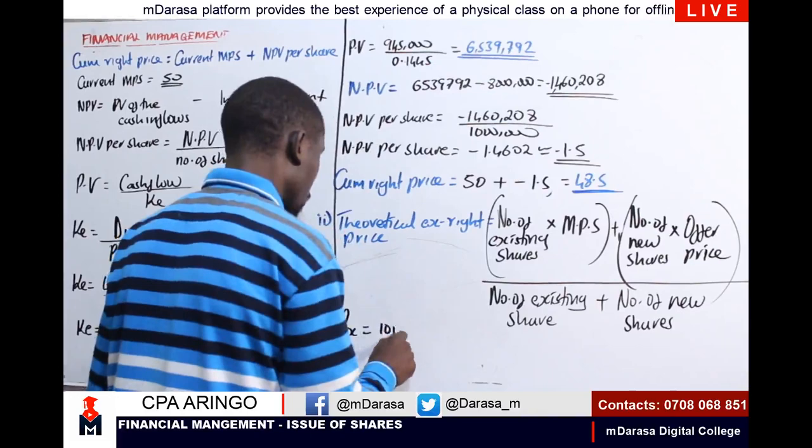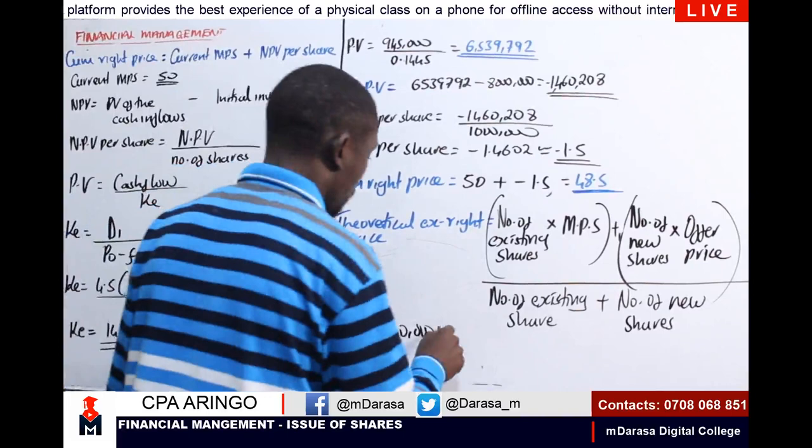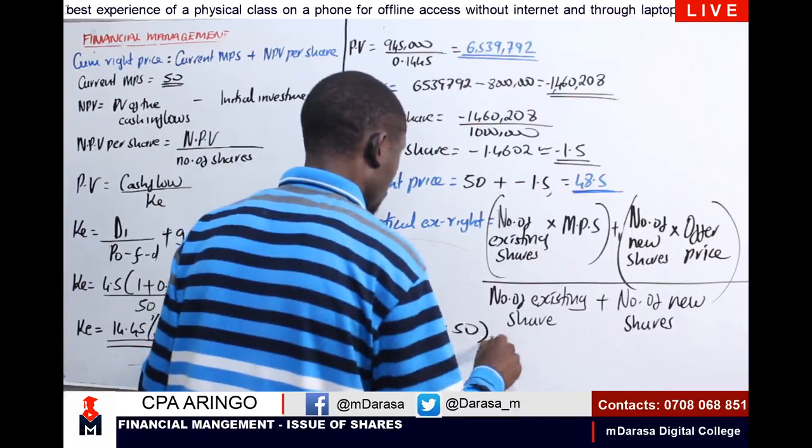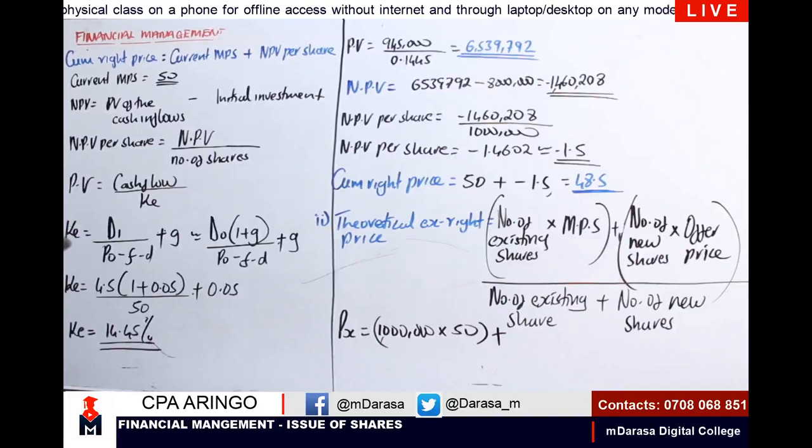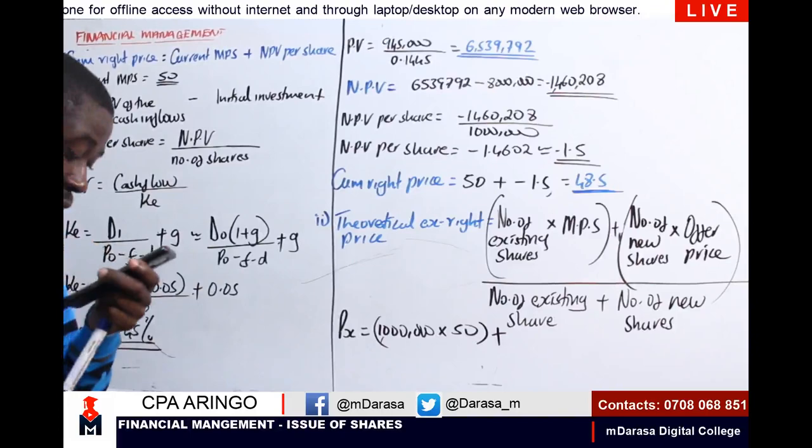1 million. We multiply by the market price, which was 50. Correct? We are going to add the number of new shares. What will be the number of new shares? In this case, we are told that the board of directors has decided.